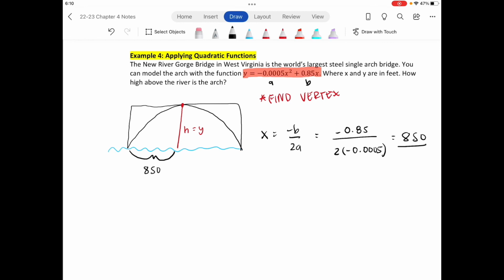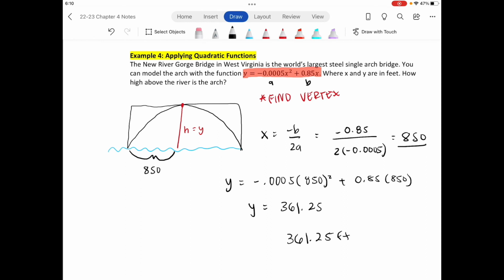But to find the actual high point, we need to plug this back into the equation. y will equal -0.0005 times 850 squared plus 0.85 times 850. y then ends up being 361.25. So this means that our bridge is 361 1/4 feet above the ground.